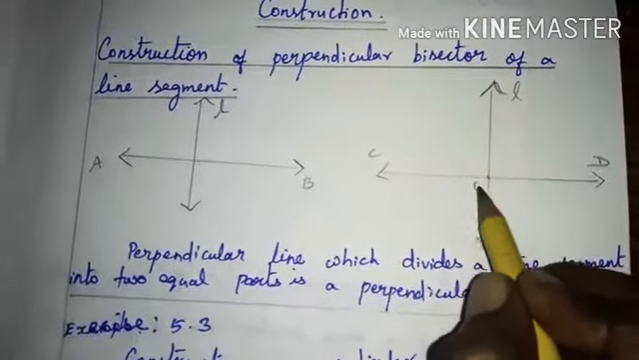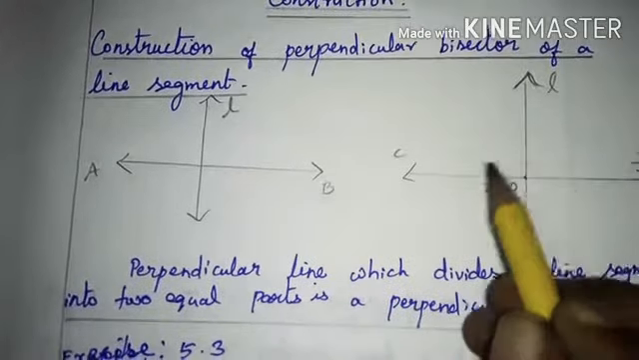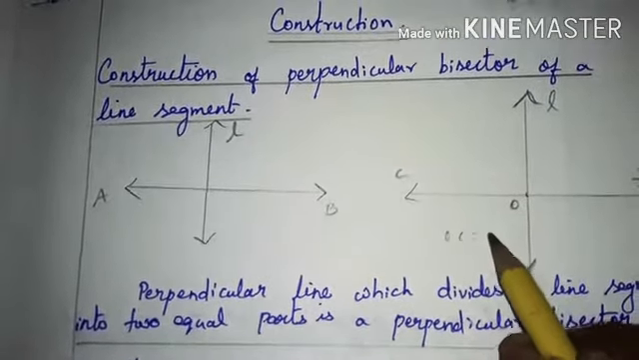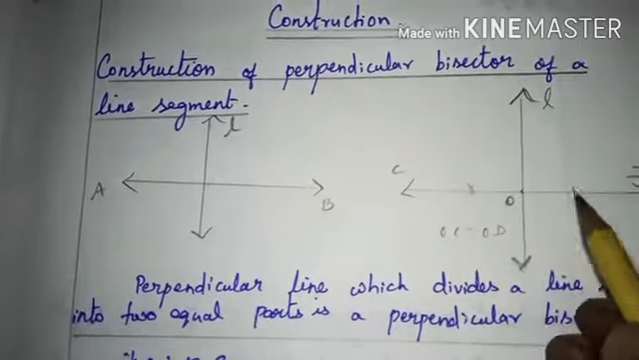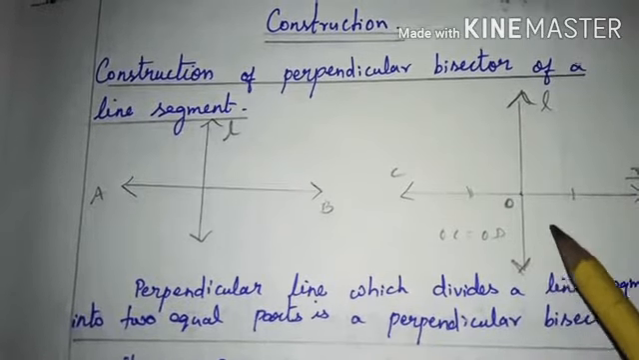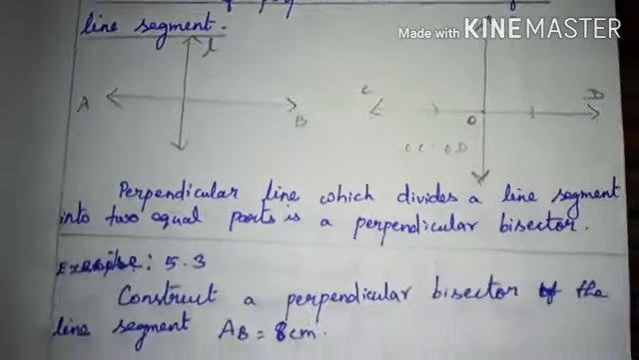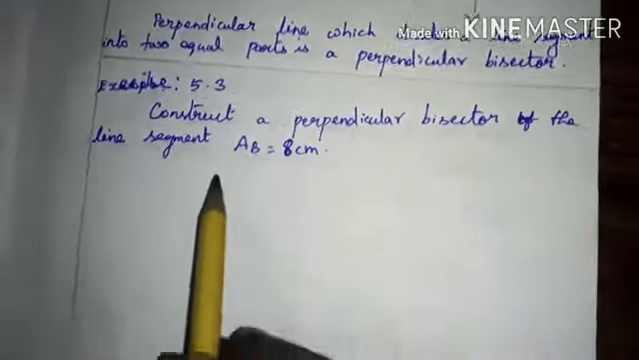If the point of intersection of the perpendicular line and the line segment is O, then OC is equal to OD. These halves are equal. Then we say this perpendicular line is a perpendicular bisector. Now we are going to see how to construct the perpendicular bisector for the given line segment.